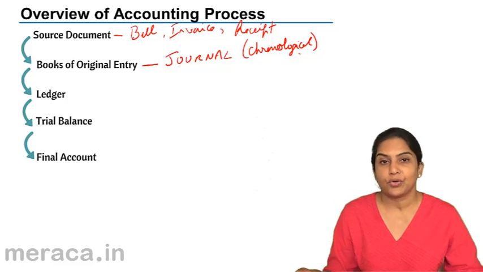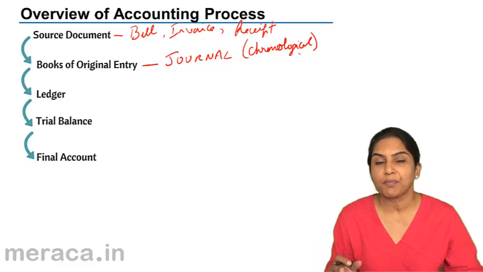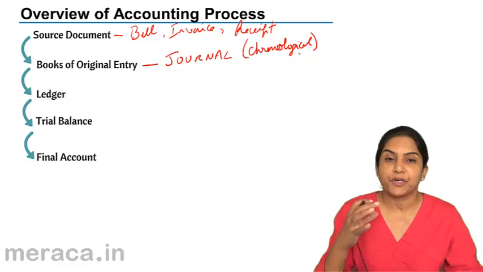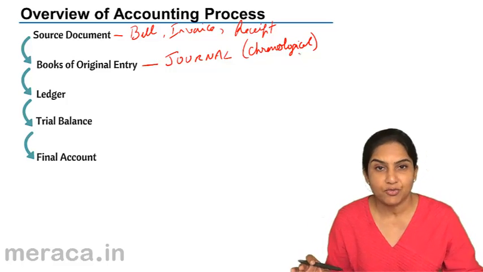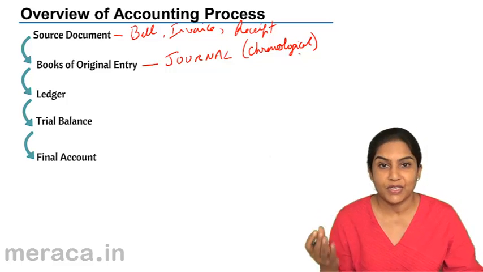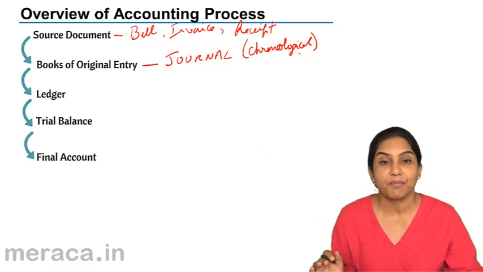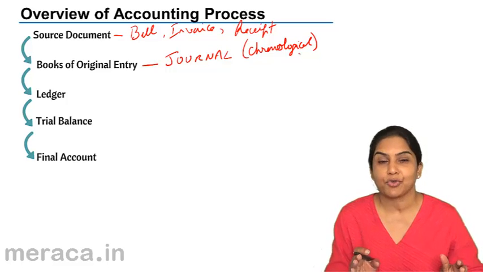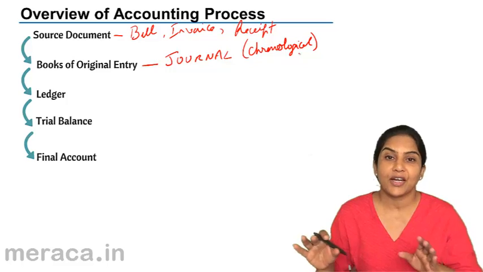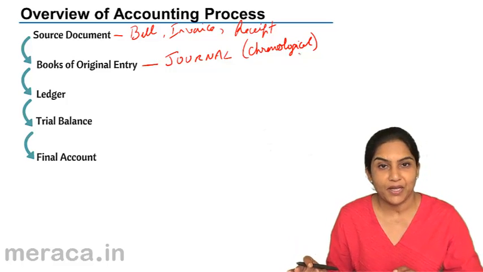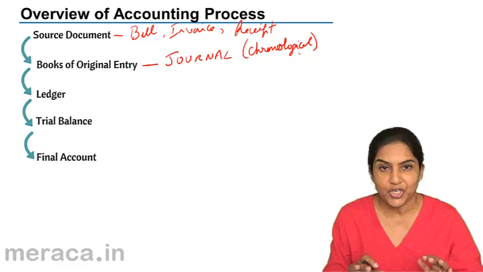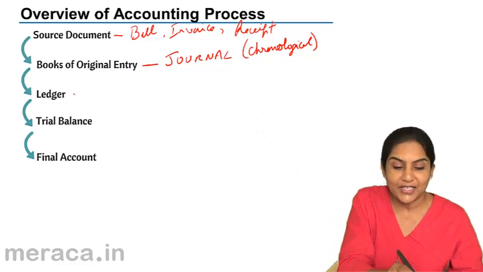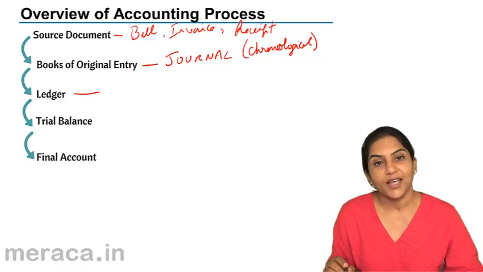Next, we need to classify them. It would not be possible to go through the journal and find out how much of purchases were made, how much of sales was made, how much is owed to Mr. X and how much is receivable from Mr. Y. So transactions relating to Mr. X have to be put in one place. Transactions relating to Mr. Y have to be put in one place. All transactions relating to purchases have to be put in one place, etc. Basically, we have to classify, and that is done through the ledger.